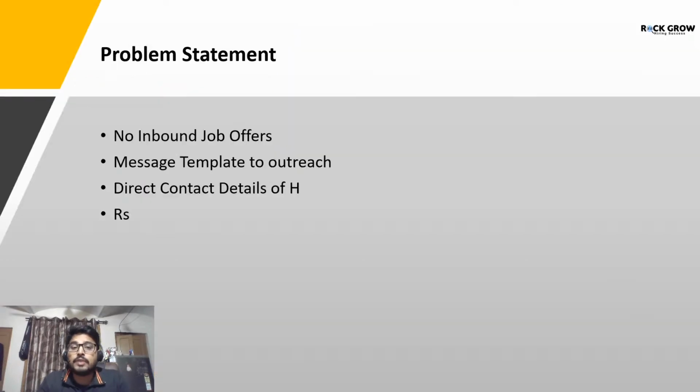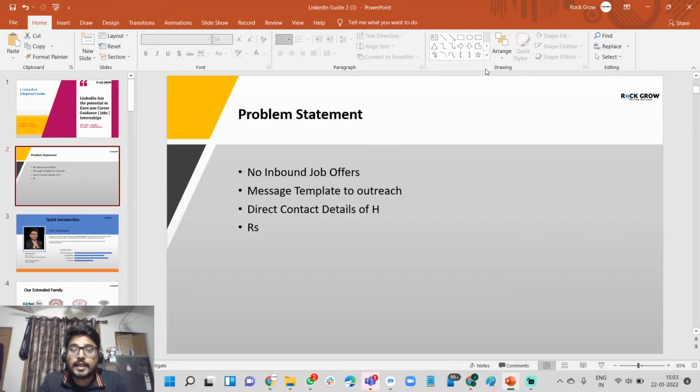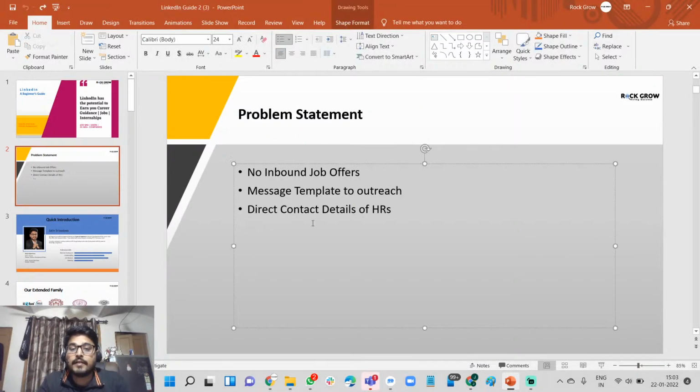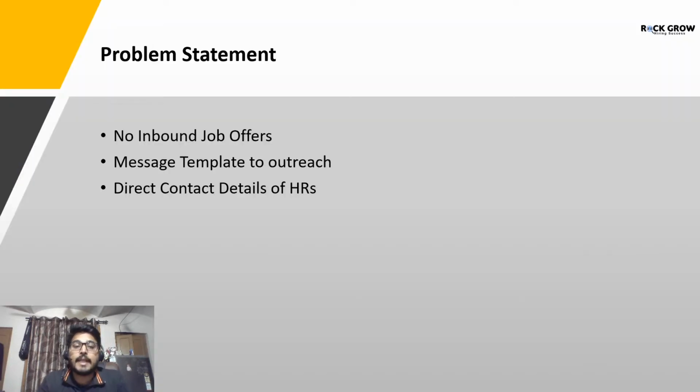When it comes to the problem statement, the problem statement is pretty much straightforward. I went into a discussion with Arnav and understood that the following problem statements are the main pain points which we need to explore today. The first one is with respect to getting inbound job offers. There are over 690 million plus LinkedIn profiles, but not everyone is able to optimize it in a way that they are able to get job offers out from the LinkedIn profile.